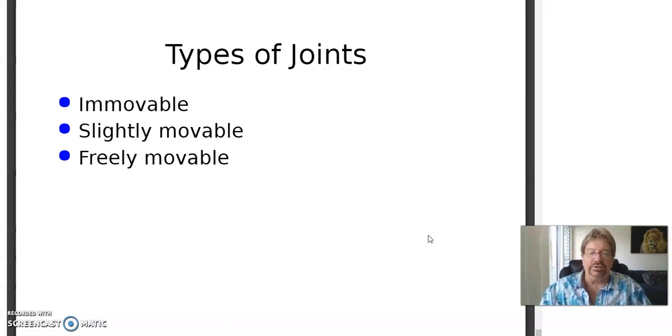Okay, types of joints in the body. There are a lot of immovable joints, like in the skull or in the coxal bones. Slightly movable joints, and then freely movable.